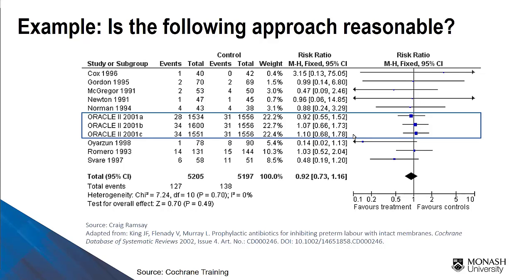So how do we deal with this particular situation? Because that seems quite unreasonable. That trial, because of that, is receiving too much weight in this meta-analysis. You can see that it's receiving over 66% of the weight.